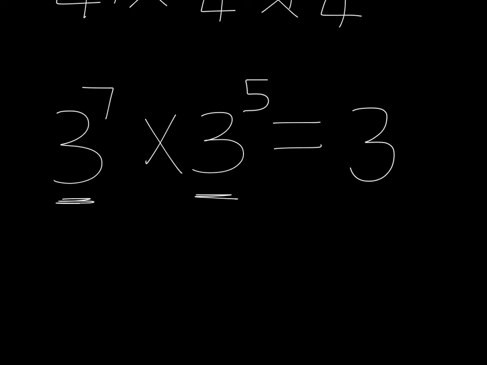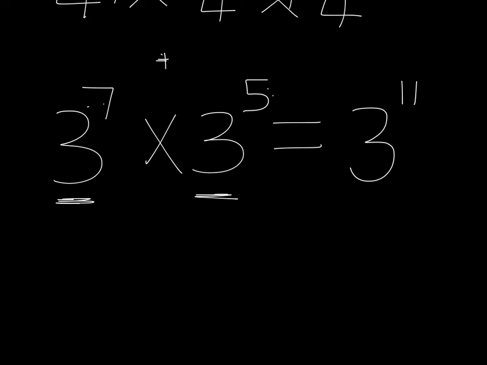What do you do with these little numbers? You add them. Okay. So you keep your base the same and you add your indices. So 7 plus 5 is 11. You put 3 to the power of 11. And that's your answer.